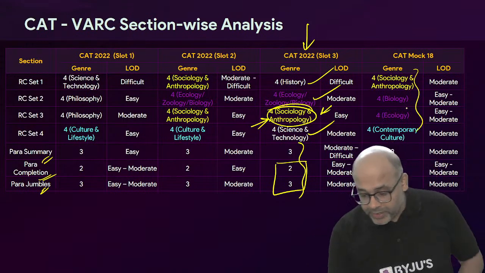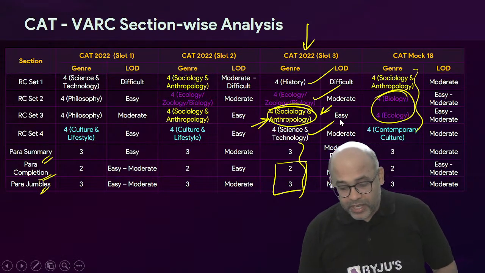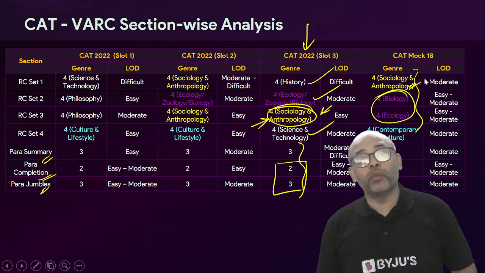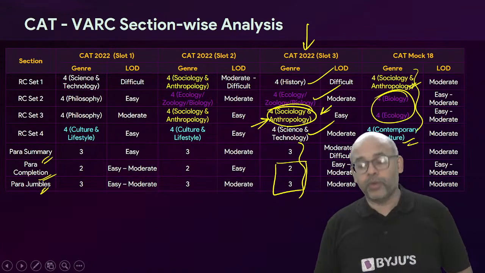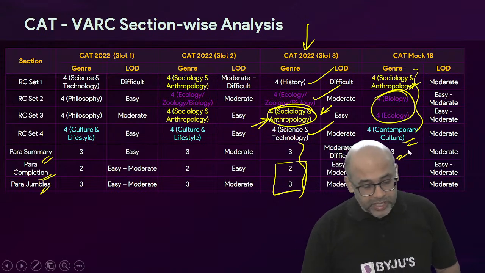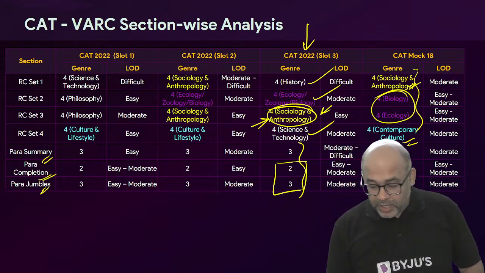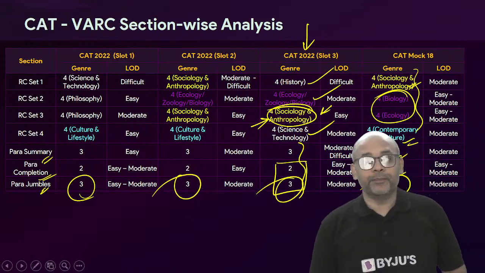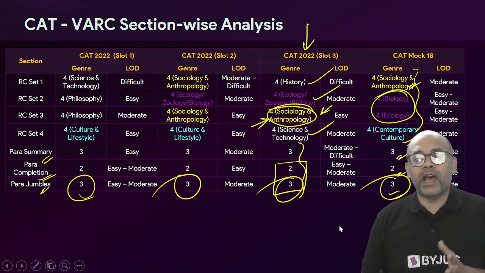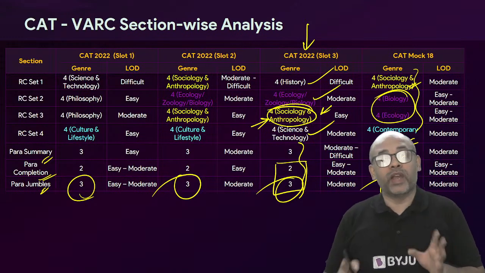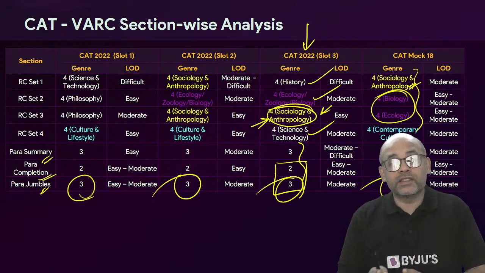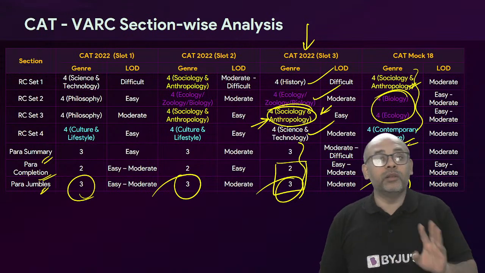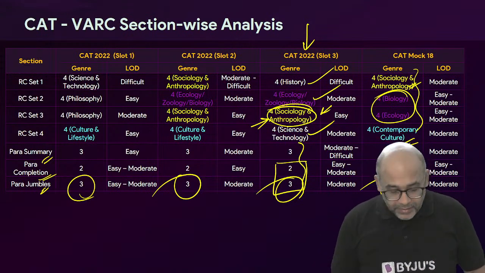2 biology topics, basically biology and ecology. Then we have given you 1 sociology and anthropology and 1 contemporary topic. Then of course 3 para summary, 2 para completion and 3 para jumbles. You can notice that para jumbles has always been 3, and I haven't seen 2 para jumbles come. It's always been 3 para jumbles since they got into this format. So there's no doubt that there'll be 3 para jumbles even this year, right?